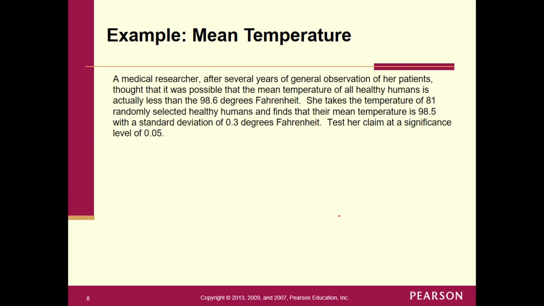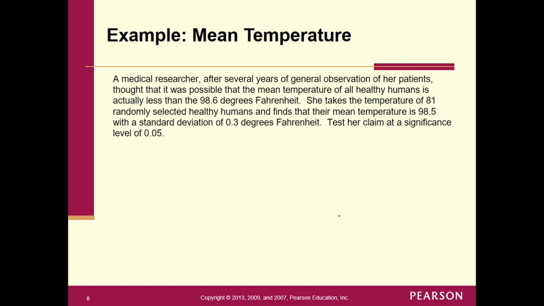A medical researcher, after several years of general observation of her patients, thought that it was possible the mean temperature of all healthy humans is actually less than the 98.6 degrees Fahrenheit that we typically use. She takes the temperature of 81 randomly selected healthy humans and finds that their mean temperature is 98.5, with a standard deviation of 0.3 degrees Fahrenheit. Test her claim at a significance level of 0.05, so basically 5%, right?